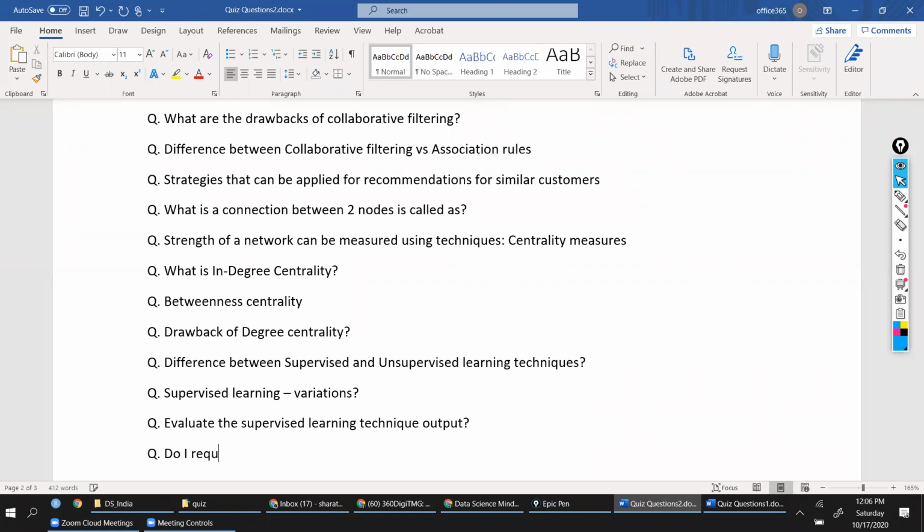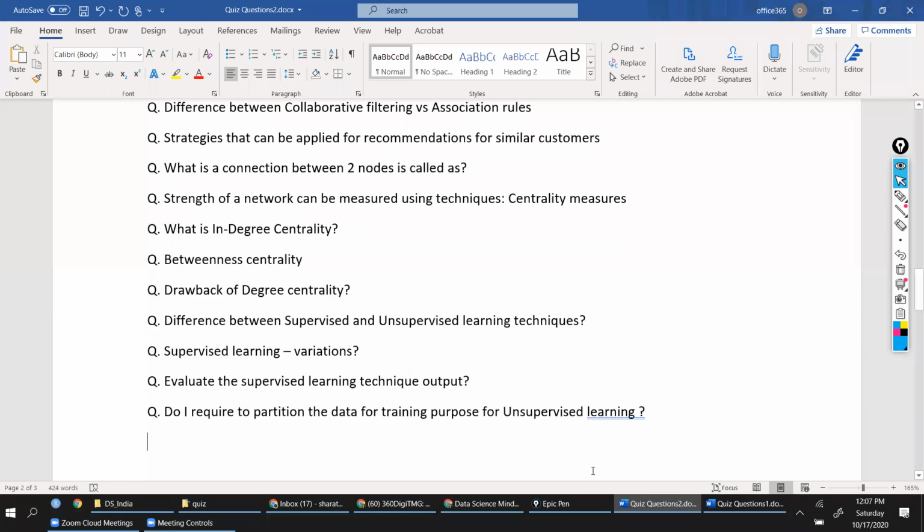Do I require to partition the data for training purpose for unsupervised learning? It is not mandatory, right? It is not mandatory.